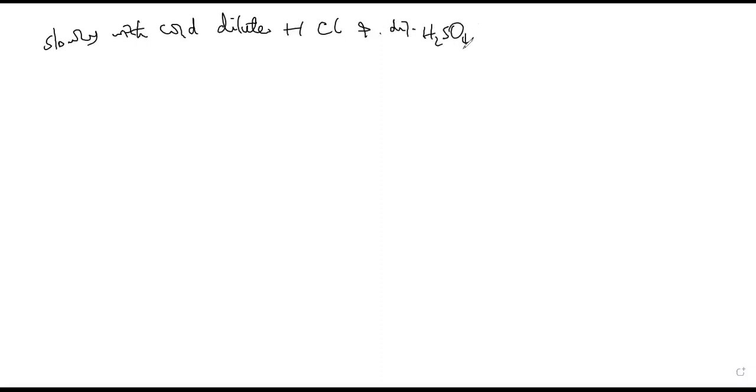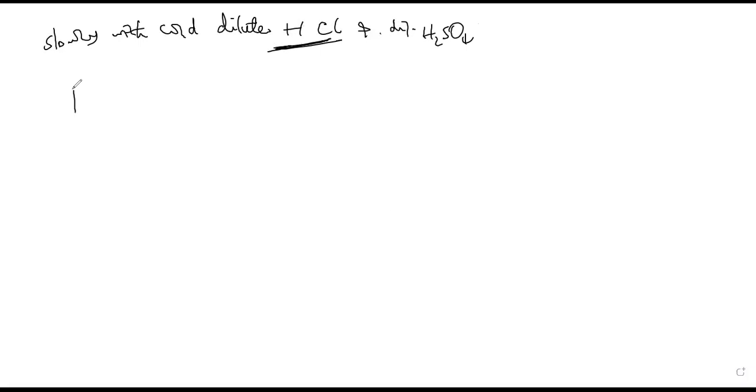For the case of lead, I'm summarizing this, but I'm going to send you the notes. When you talk about lead 2 oxide, the monoxide of lead, it reacts slowly with cold dilute hydrochloric acid and dilute sulfuric acid, and the reaction stops. The reason it stops is the formation of the insoluble chloride and the insoluble sulfate.